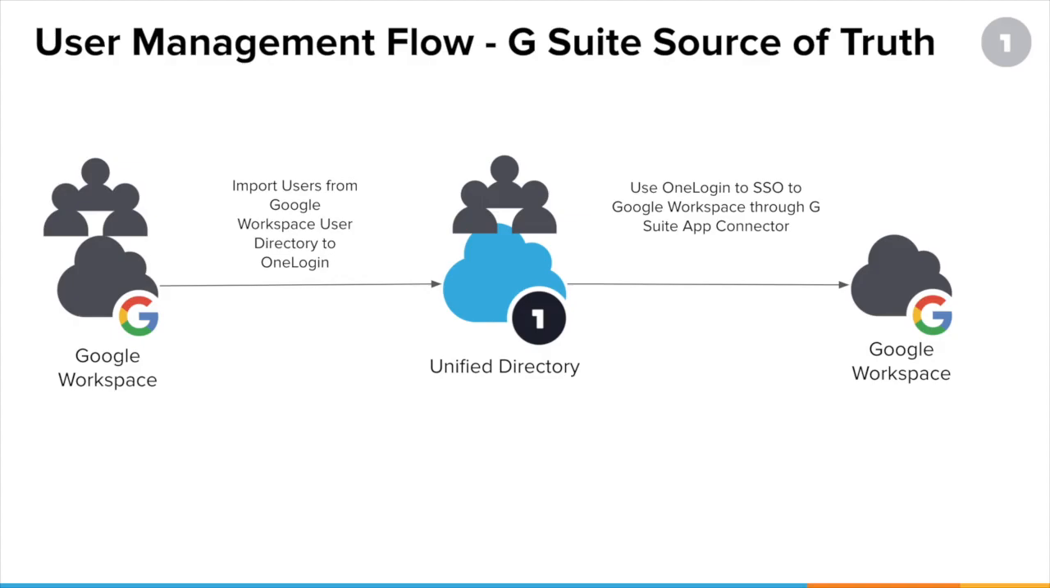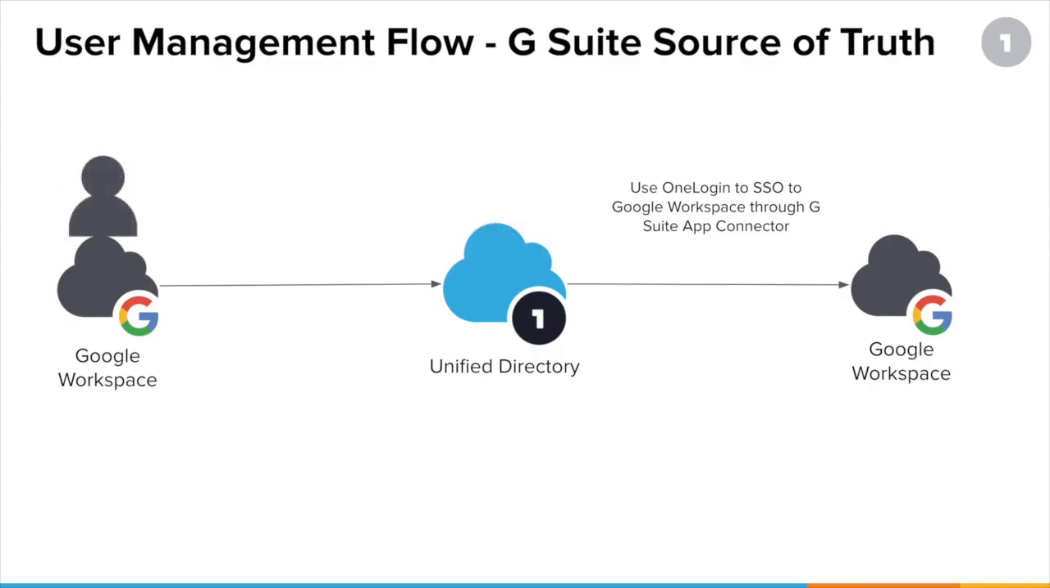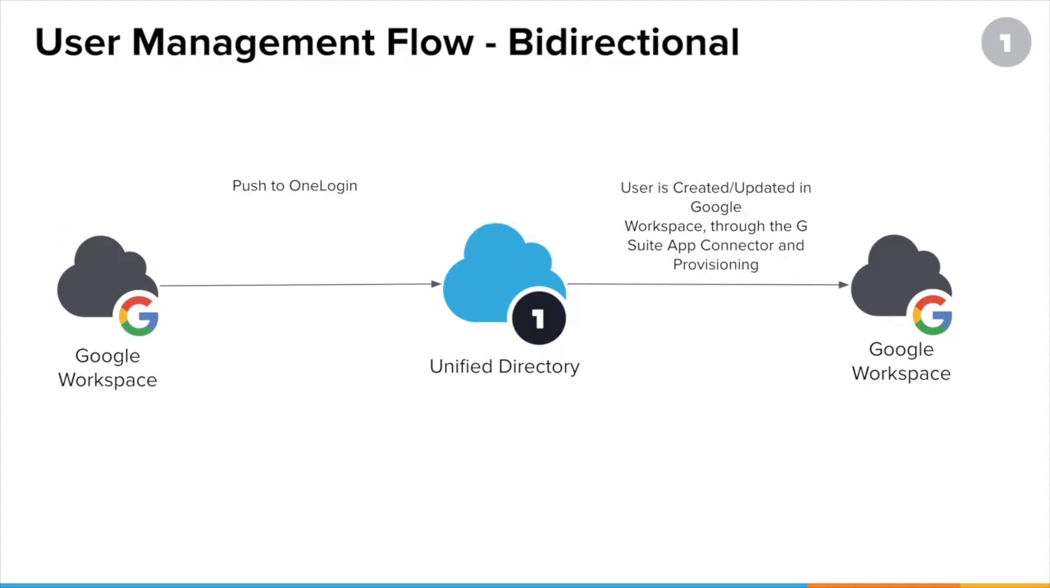So if this is the flow that you choose, which sometimes people do, again, usually the G Suite directory connector is only used for user import and initial setup steps, but if you do want to look upon G Suite as your source of truth, then the flow would look like this: I create a user over in Google Workspace, the user gets replicated over to OneLogin, and again, I'd assign the user to the G Suite app connector, but I'm only using the SSO functionality of the app connector, not the provisioning functionality.